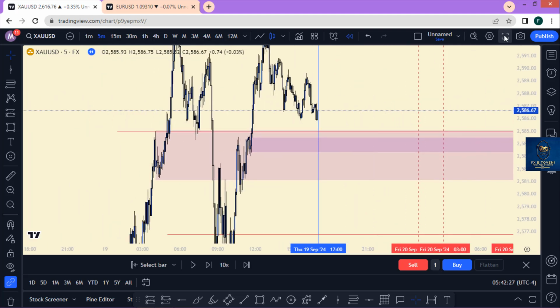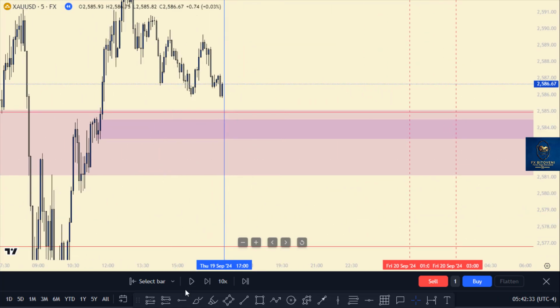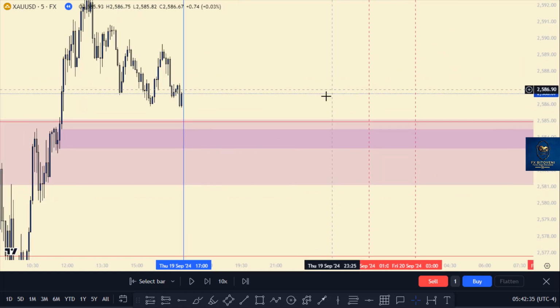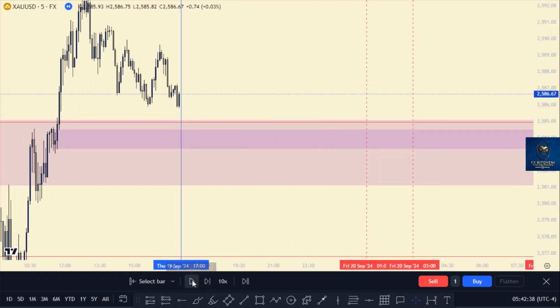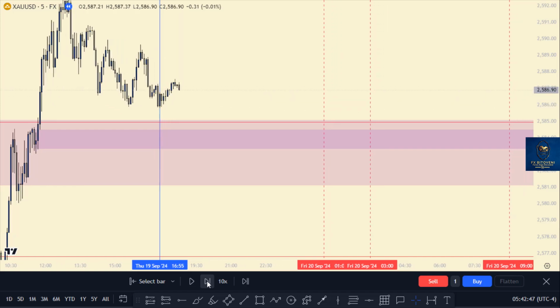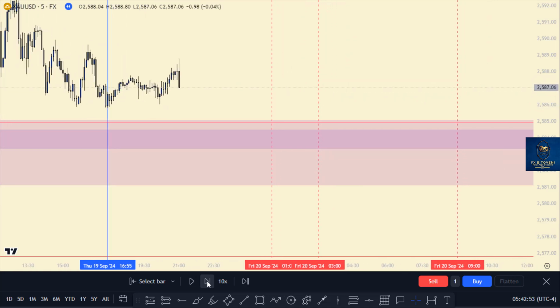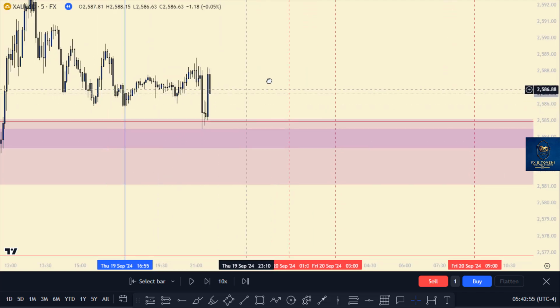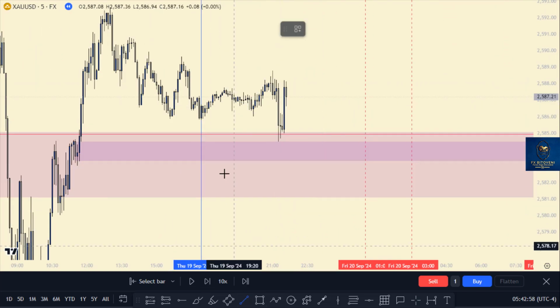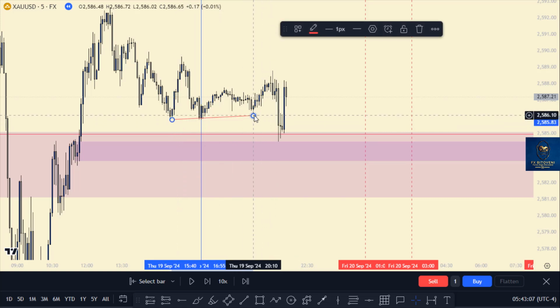So now let's start. On the 5 minute, we are going to see what the market is going to do in Asia. In Asia, we are removing Asia. Remember also to mark all the lows. Price mitigates the zone, taking all the lows, the bottom here.